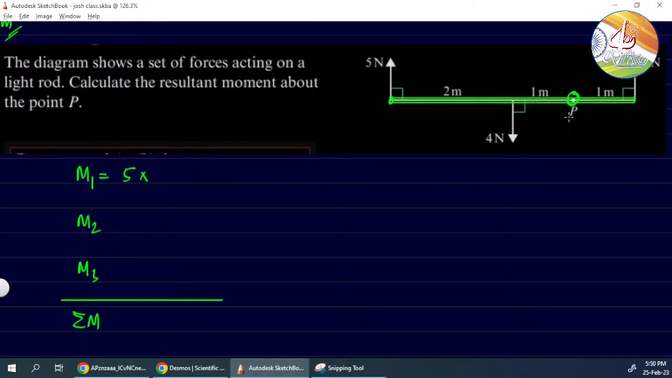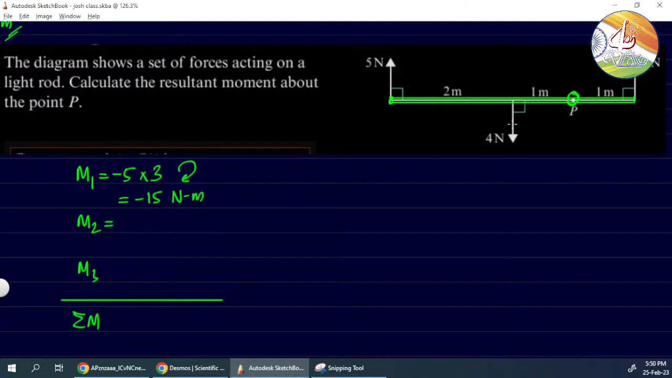For 5 Newton, the total distance from this point to this point is 3, and it is going in clockwise direction, so this should be minus. So the value we get here is minus 15 Newton meter.